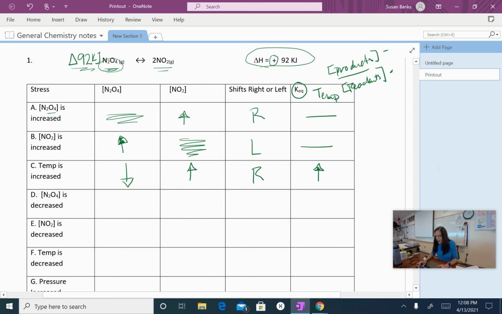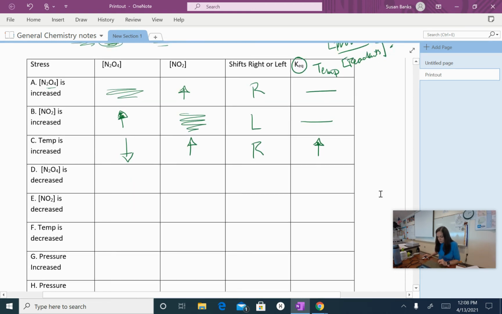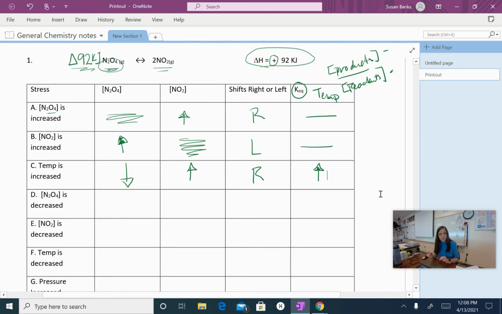Okay? I want you guys to do the next couple on your own, and let's see if you can do this. Okay, you guys ready to check? Okay, dinitrogen tetraoxide is decreased. That means our reactant side is going to get really light. So we have to shift left to make more nitrogen dioxide. We're going to shift left. That means our nitrogen dioxide is going to go down. And we haven't changed the temperature, so that's not going to.